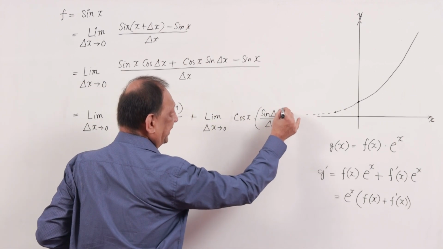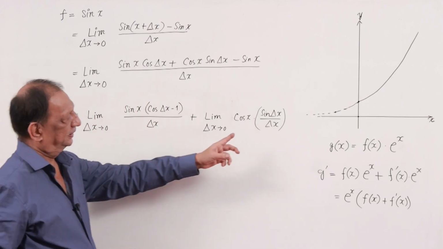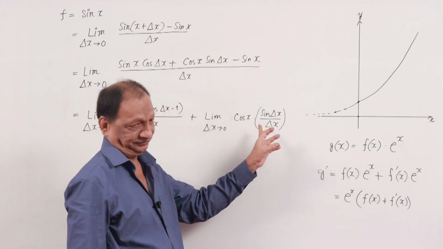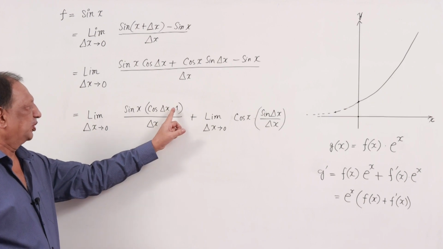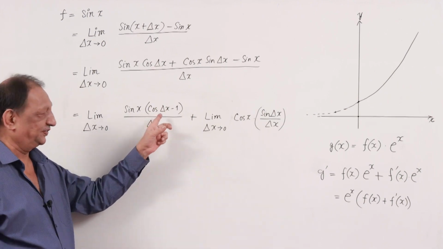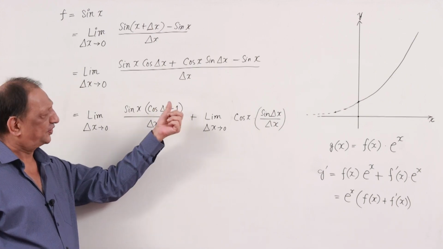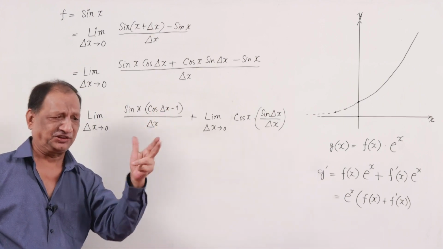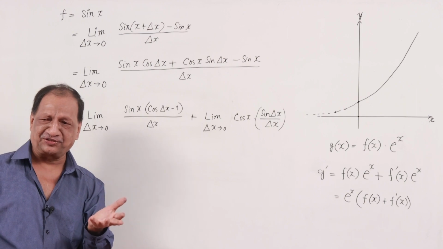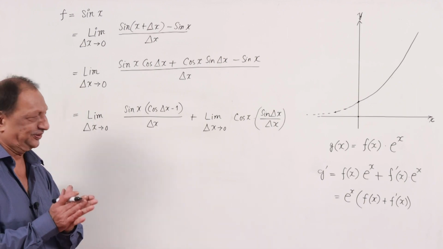Now we spent some time on these 2 special limits, if you recall. Sin theta by theta as theta goes to 0 is 1. We have seen that one limit. 1 minus cos theta divided by theta goes to 0 as theta goes to 0. I have not 1 minus cos delta x, I have cos delta x minus 1, which is a negative of that. If 1 minus cos delta x goes to 0, cos delta x minus 1 also will go to 0 from the other side. So, that is also 0.